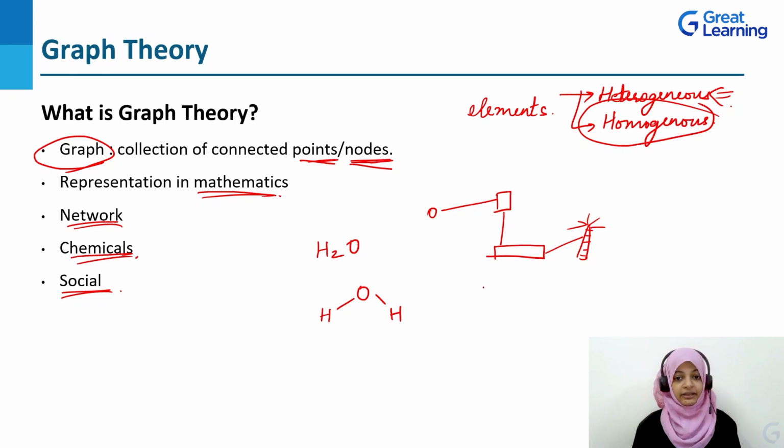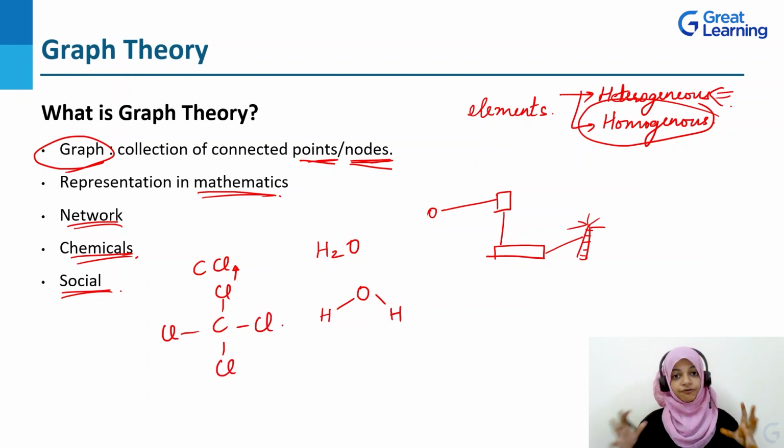Another example that I can give you here is CCl4, right? Carbon with four chlorines. This is depicted in this particular manner. We have a carbon in between with four chlorine atoms around it. Again, as you can see, we have five nodes, and all of these nodes are interacting with each other in such a manner that you are able to form a graph of this particular interaction.